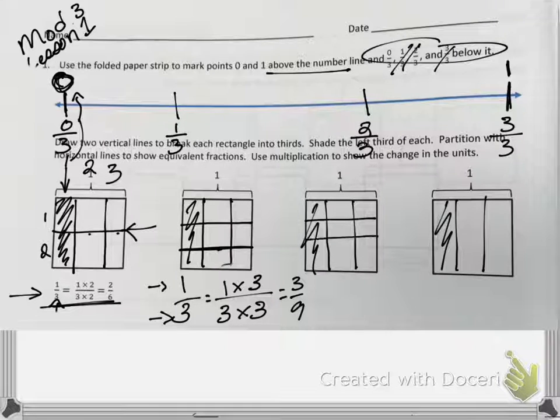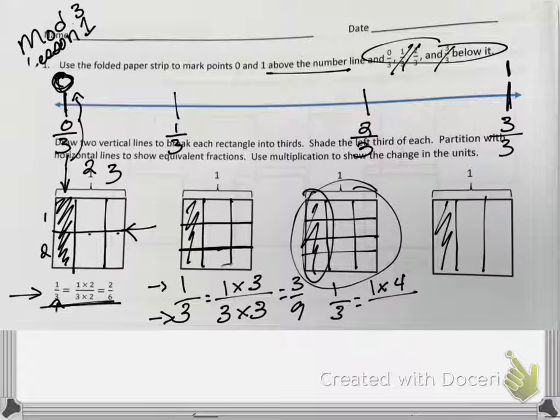So we're going to partition it one more time here. We started with one group shaded, 3 groups total, so 1/3. And that is equivalent to now we have one group of 4. So one group of 4. And then all together we have 3 groups of 4.